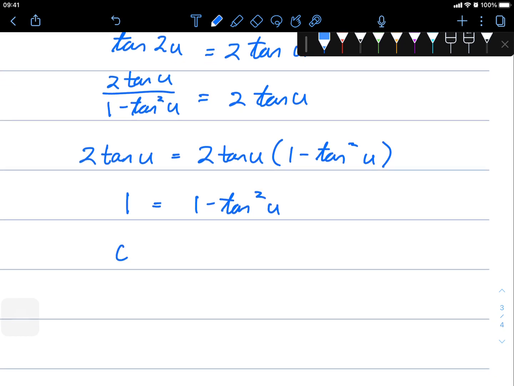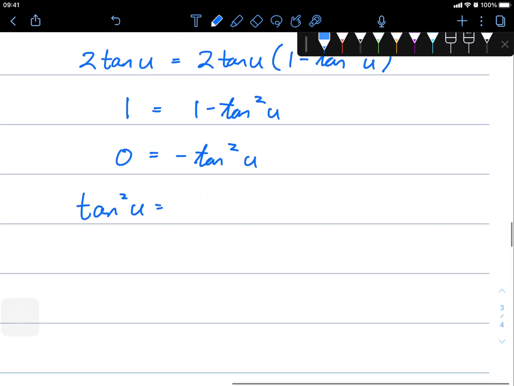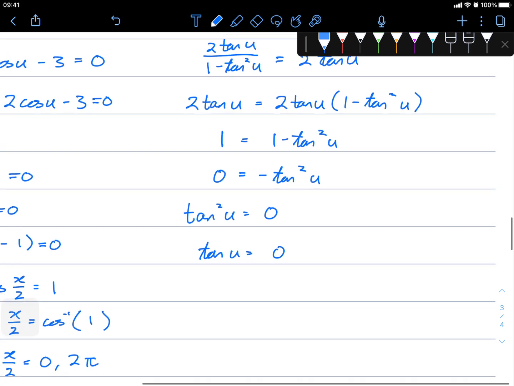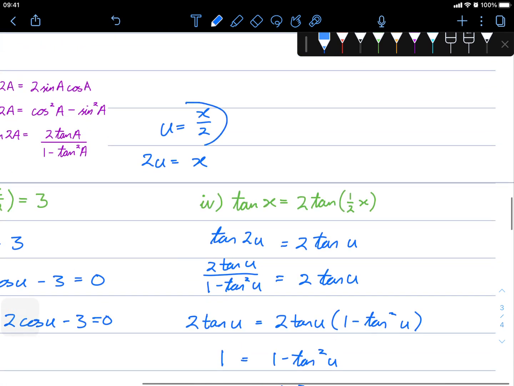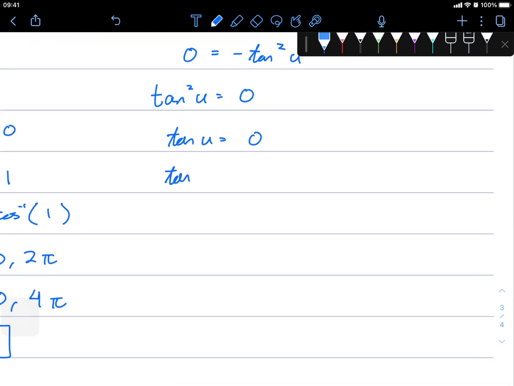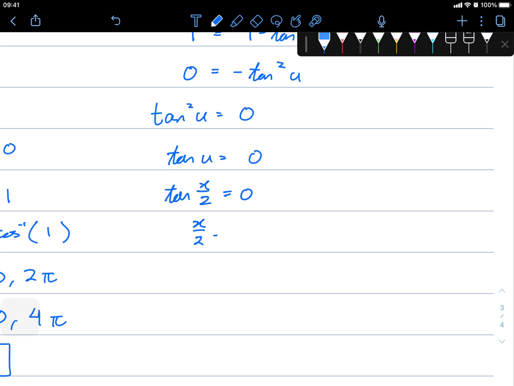Minusing the 1 from both sides, you get 0 is equal to negative tan squared u. Dividing by negative 1, just move this around. So tan squared u is equal to, well, 0 divided by negative 1 is 0. Tan u, taking the square root of both sides, square root of 0 is 0. But let's now bring back the original substitution that we did, x over 2. So we get tan of x over 2 is equal to 0. x over 2 is equal to tan inverse of 0.